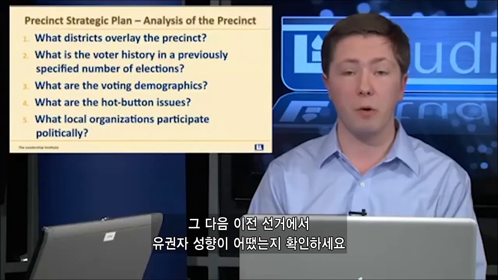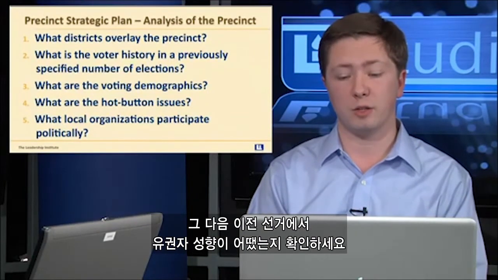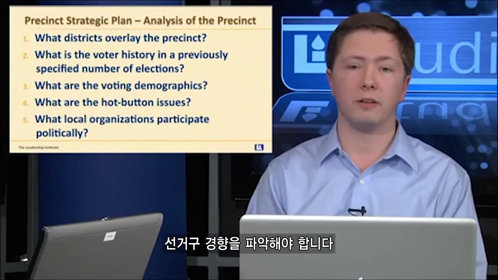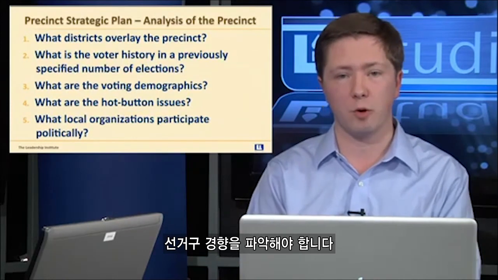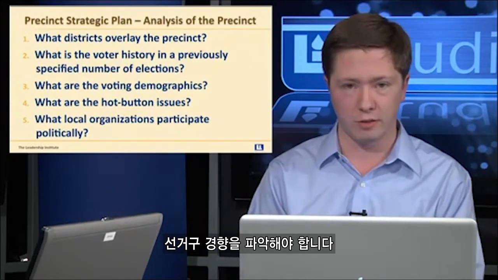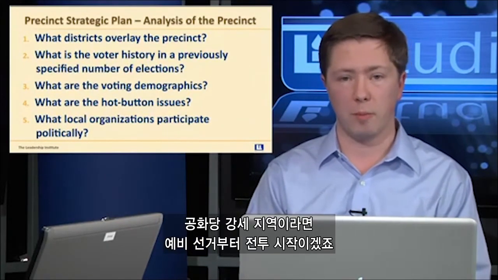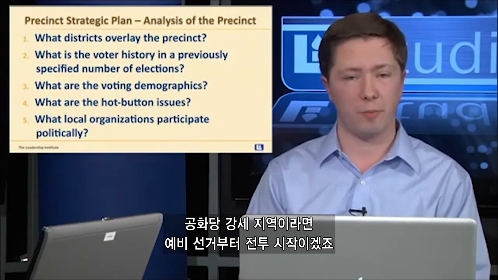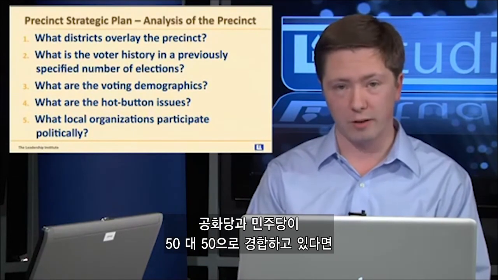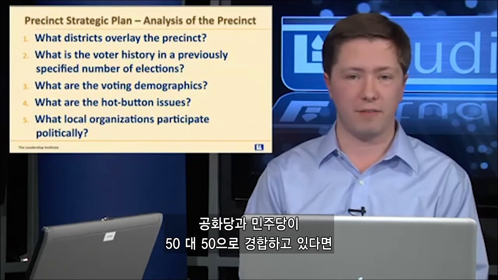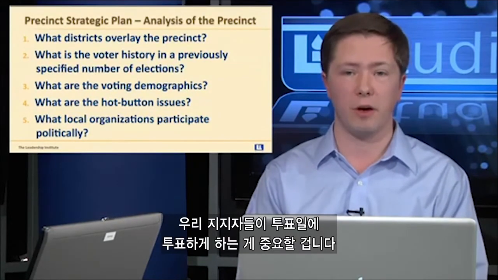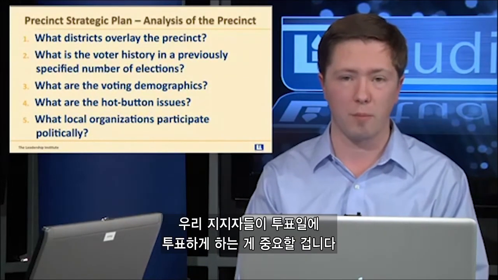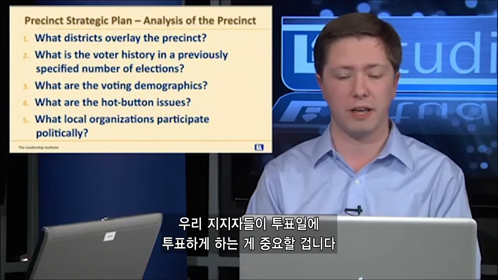Number 2, what is the voter history previously of a specified number of elections? You can figure out what the propensity of your precinct to vote one way or the other is. If you live in a strong Republican community, you know that your battle is going to be in the primary if you're running a Republican candidate. If you live in a 50-50 split community, you know that it's going to be equally, or if not more, important to make sure you turn out folks on election day.